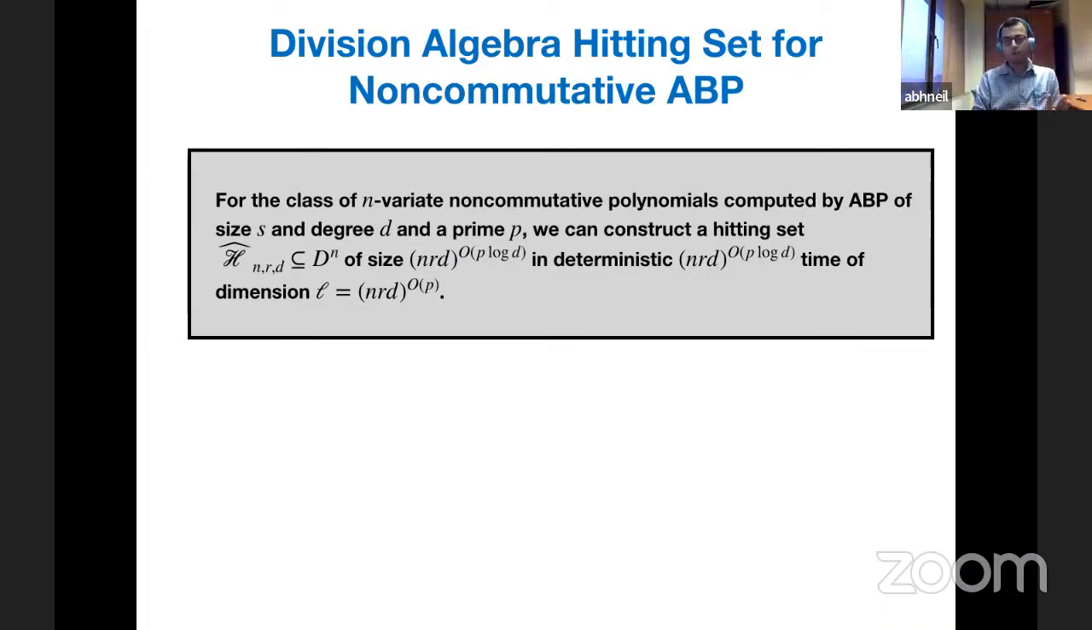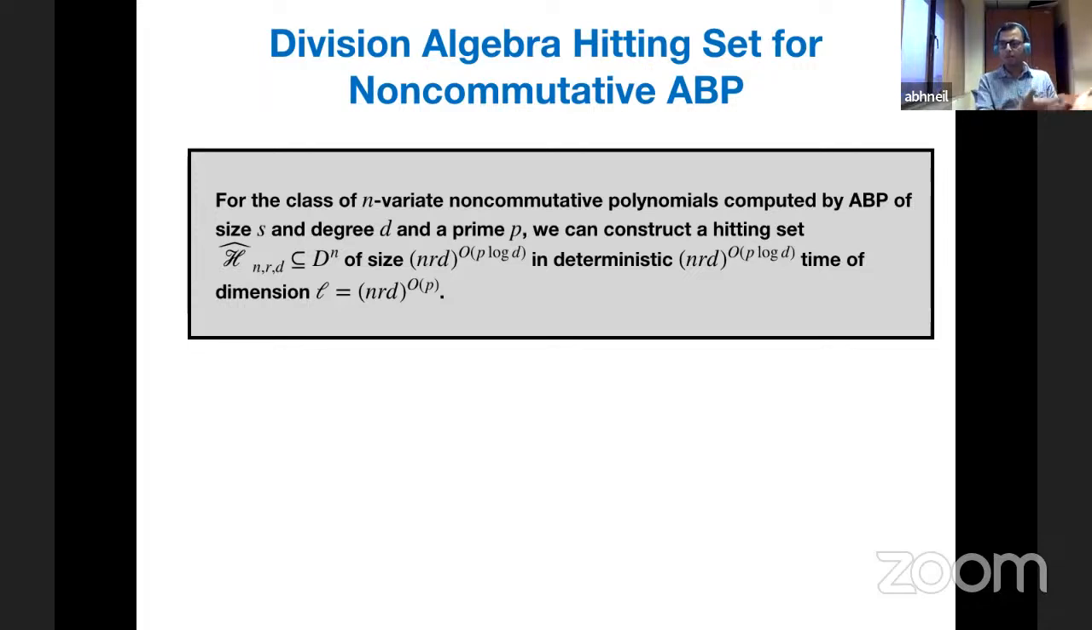So for the basic building block, the statement, this is a weaker bound. Later we will improve this bound for the actual result. So let us start with this bound. What we get is, if we have an invariant ABP of d many layers, and suppose the prime p is also given, then you can construct a hitting set.